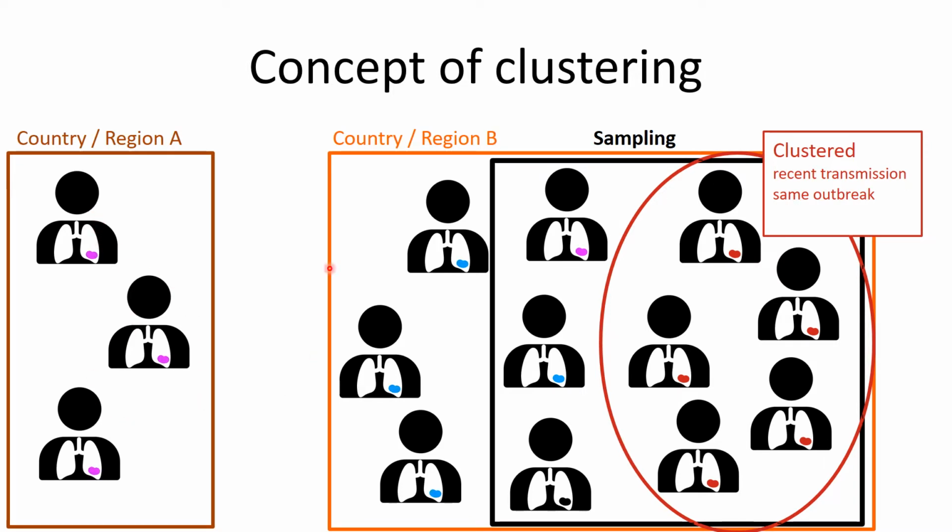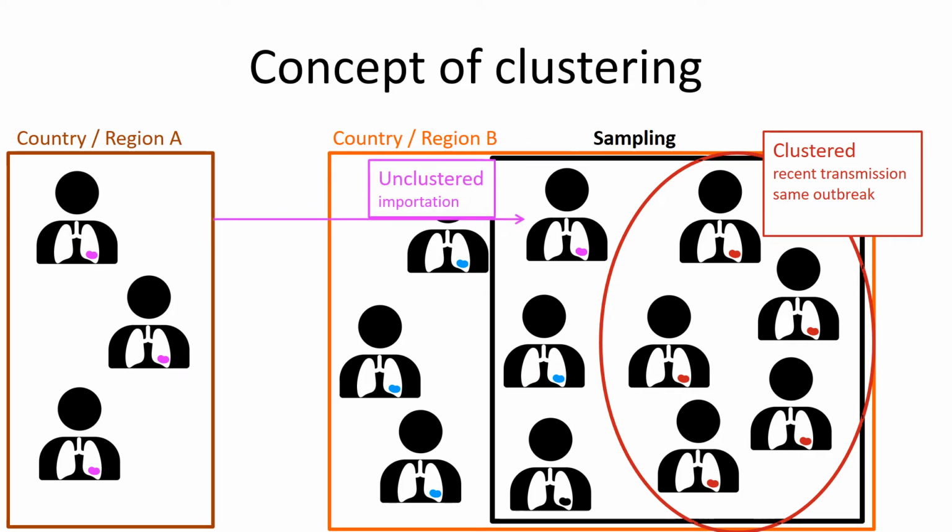So given this situation, now let's try to explain why these 3 patients were unclustered in our analysis. The magenta strain was not clustered because there are no other magenta strains circulating in our population. However, the magenta strain is very common in country A. In fact, there is ongoing transmission of the magenta strain. But this was a case of an importation.